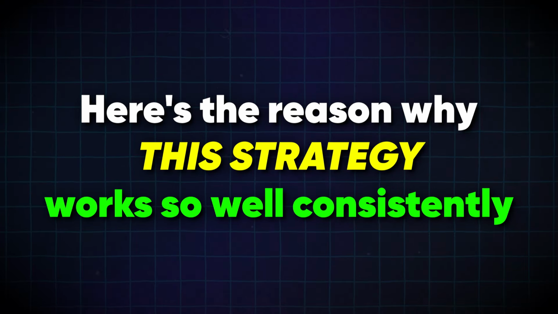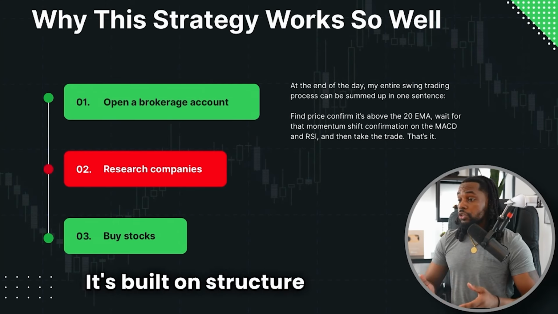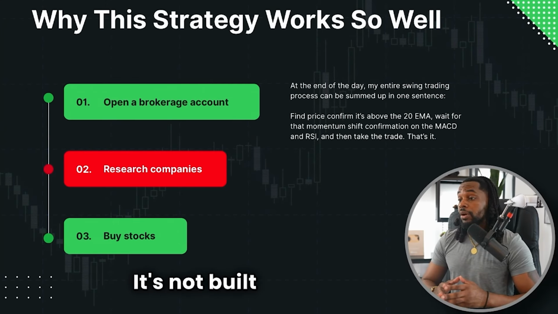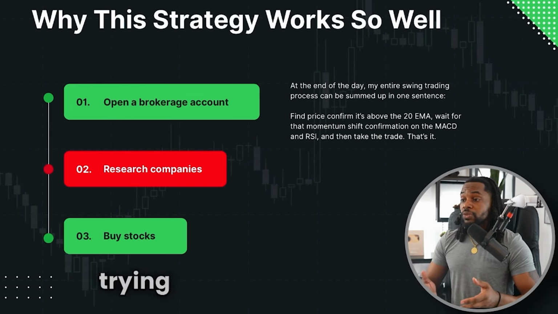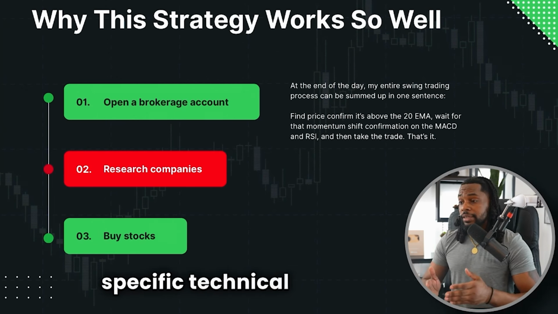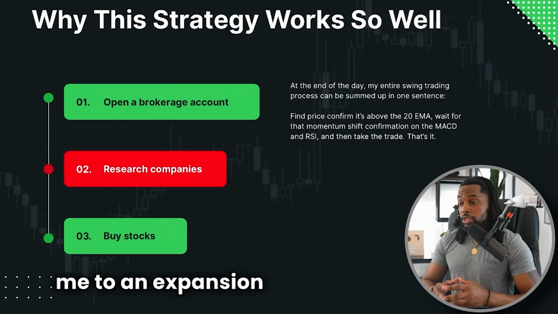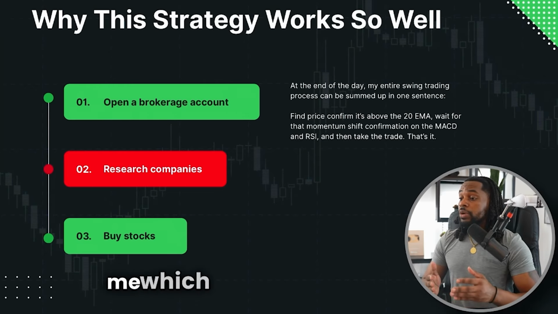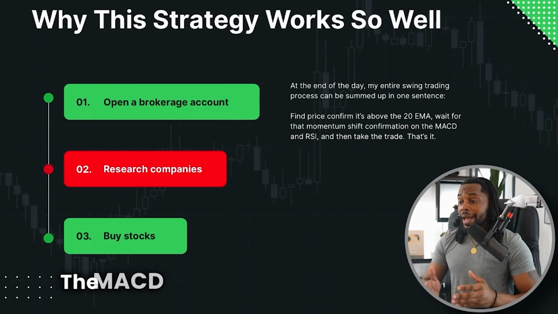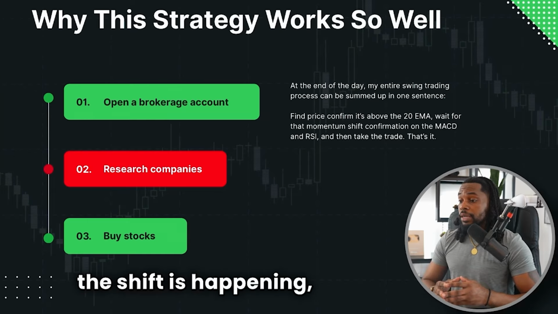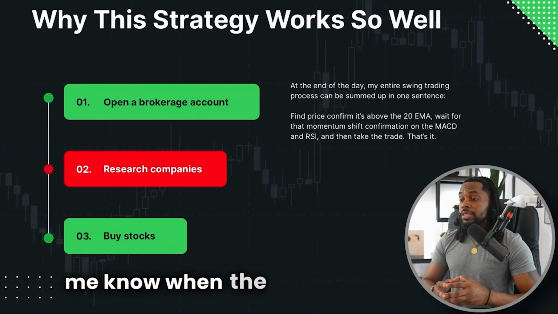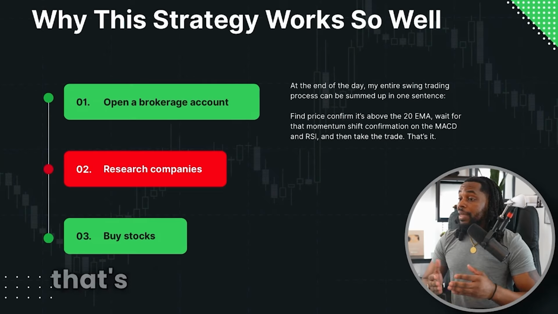So here's the reason why this strategy works so well consistently. It's built on structure and probability. It's not built on guessing. I'm not sitting here trying to predict the next big stock. I'm waiting for very specific technical conditions that are reliably going to lead me to an expansion move. And the EMA tells me which side of the trend to be on. The MACD confirms when the shift is happening, and the RSI lets me know when the stock is overbought or oversold. When all three line up, that's my green light.